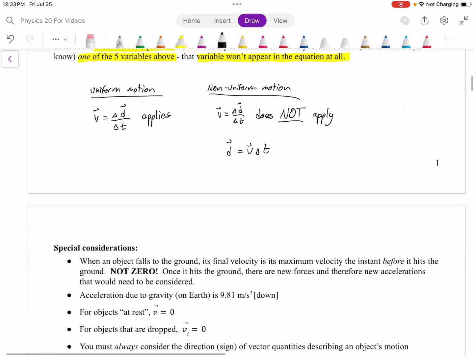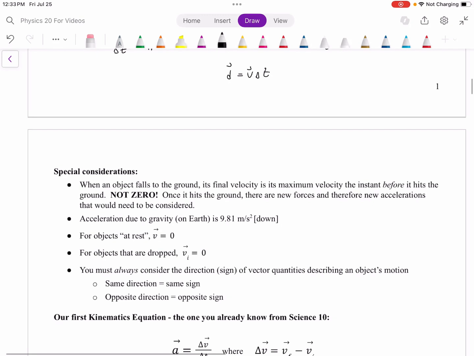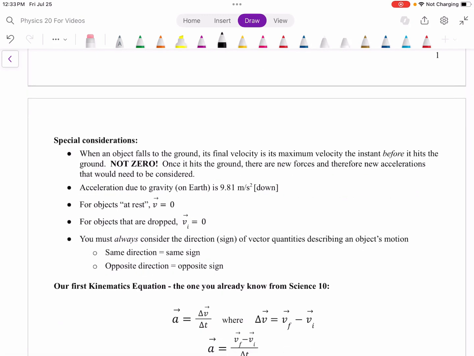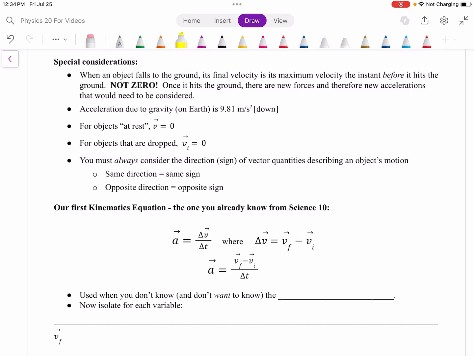Okay, before we jump into the equations, let's just get some special things to keep in mind out of the way, because they will pop up in a lot of these questions. So often we'll see questions where something is dropped, right? An object is falling towards the ground, okay? A very common student mistake here is to say that, okay, so it's gonna hit the ground and then it will stop, so the final velocity is 0, okay?